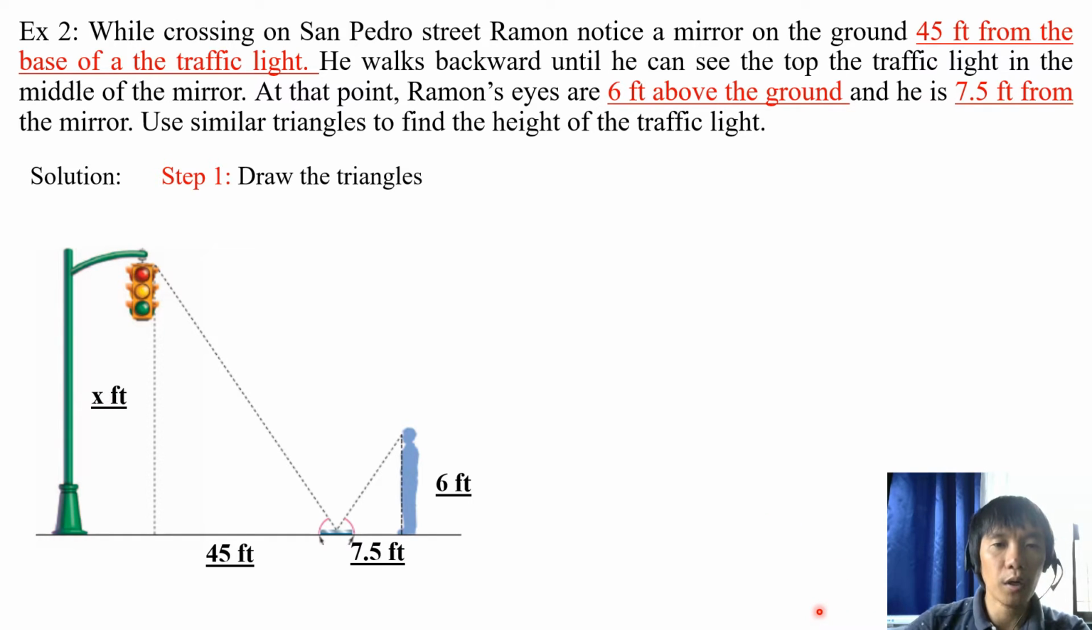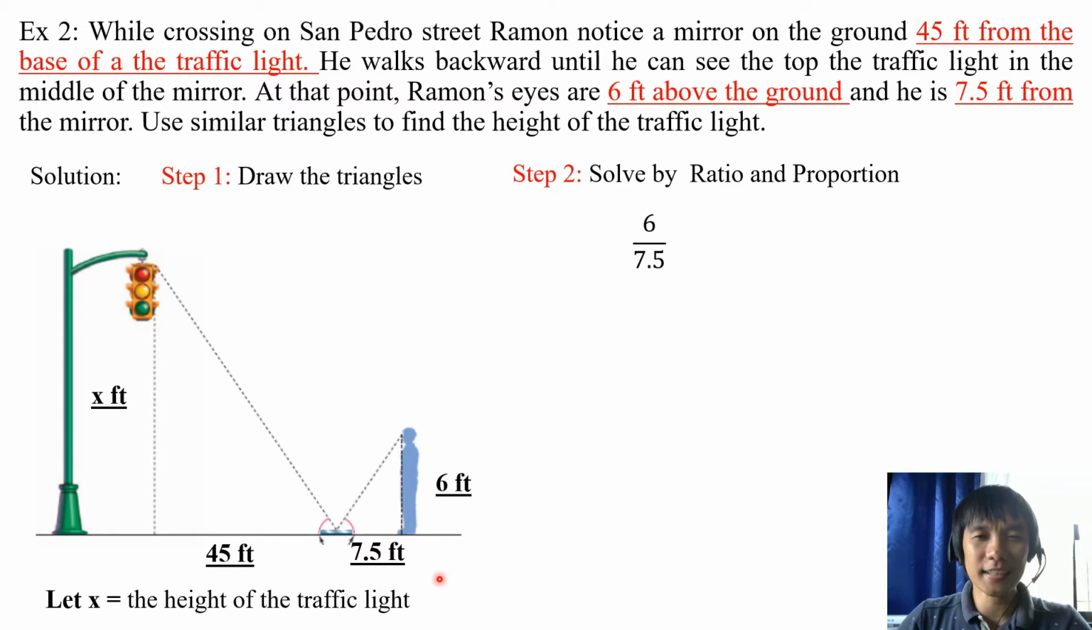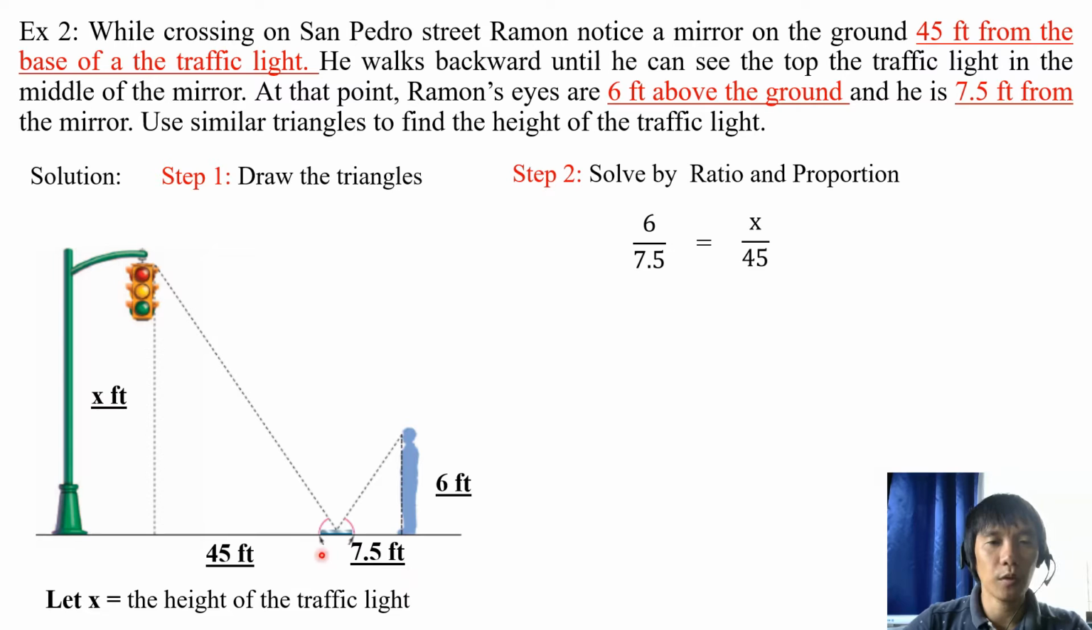And we are going to find the height of our traffic light. So that is our x feet. We are going to let the letter x be the height of our traffic light. The next step is to solve using ratio and proportion. If we first choose 6 feet over 7.5 feet for our first triangle, the next ratio will be x over 45 feet.